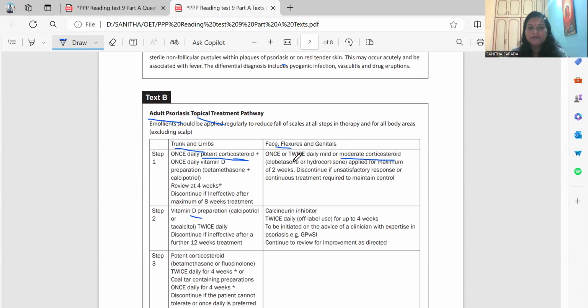Once or twice daily, mild or moderate corticosteroids, up to a maximum of 2 weeks. Discontinue if unsatisfactory response or if continuous treatment is required to maintain control. If it is unsatisfactory, we have to move forward to what they are saying next. So the answer is calcineurin inhibitor. Okay, got it?